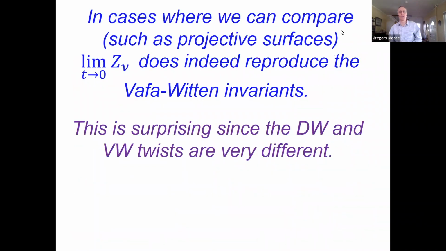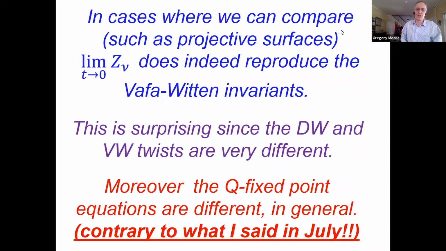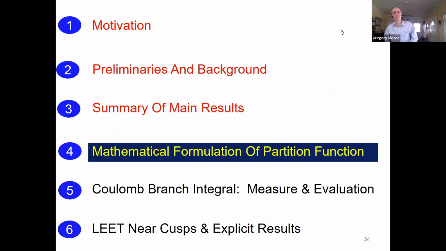But this is actually a little surprising because the Donaldson-Witten and the Vafa-Witten twists are very different. And moreover, contrary to what I said in the competing seminar in July, the Q fixed point equations are actually different in general. I'll come back to that point.